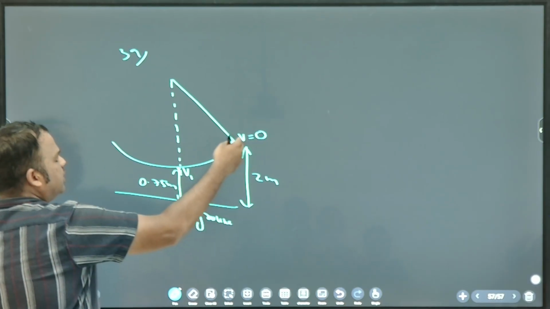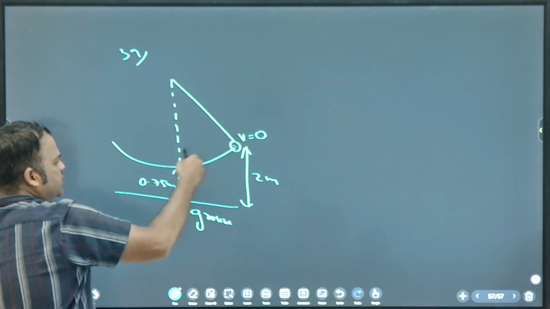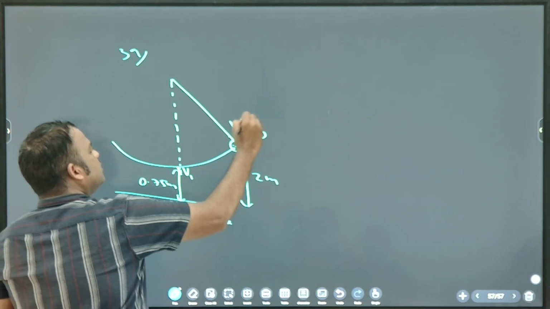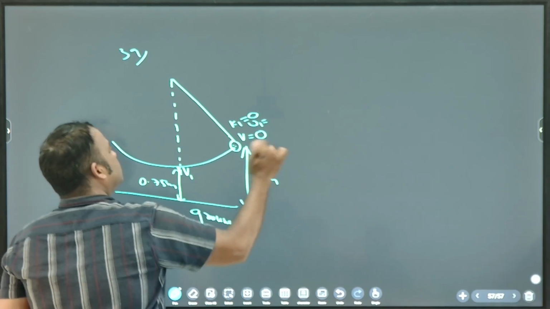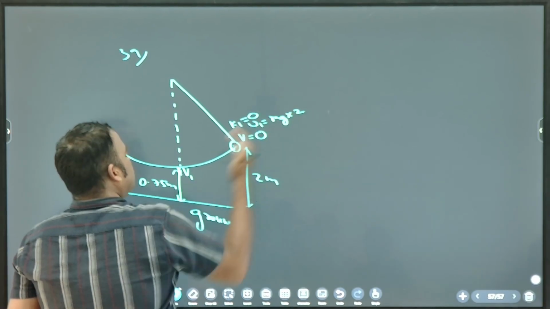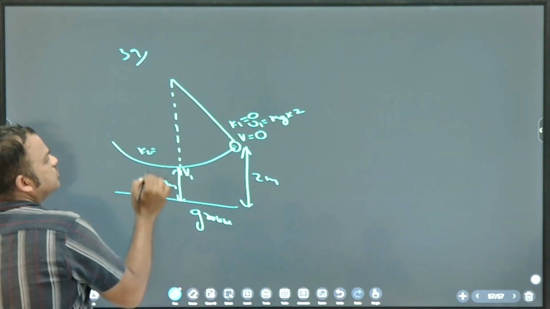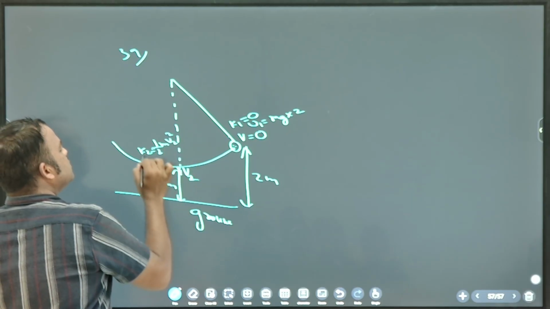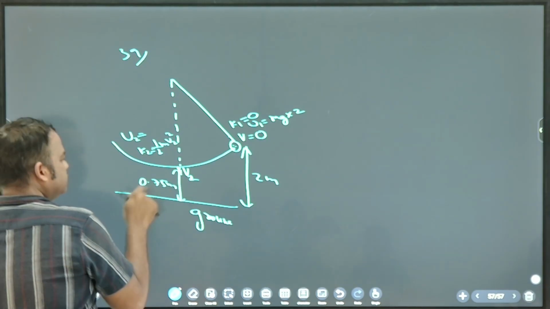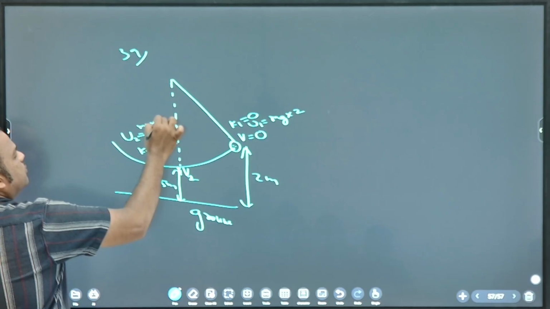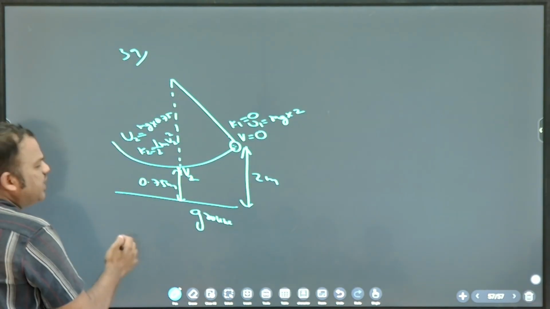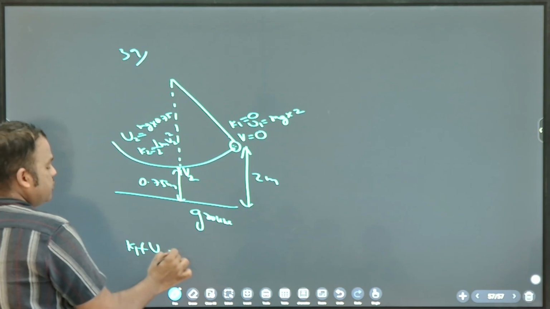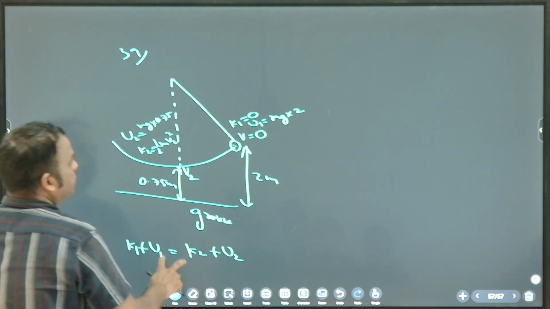So that loss in potential energy is equal to gain in kinetic energy, or you can use K1 is equal to 0, U1 is equal to mg into 2, and what is K2 here? K2 is half mv2 square, and what is the U2? Mg into 0.75. So better you write K1 plus U1 is equal to K2 plus U2. This is better.